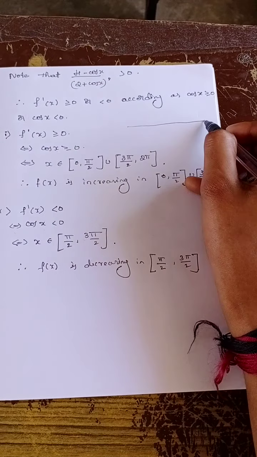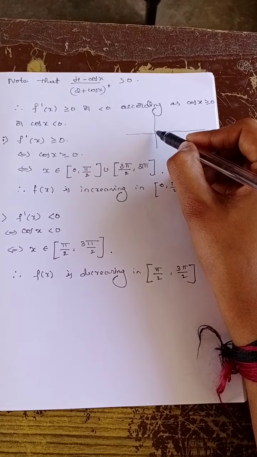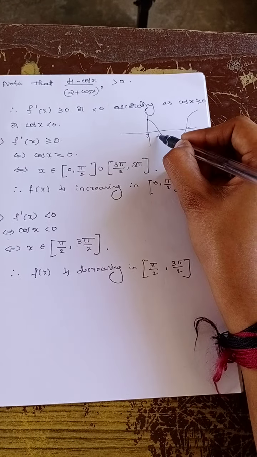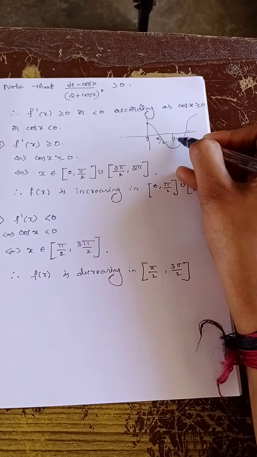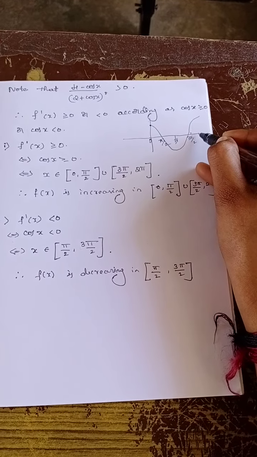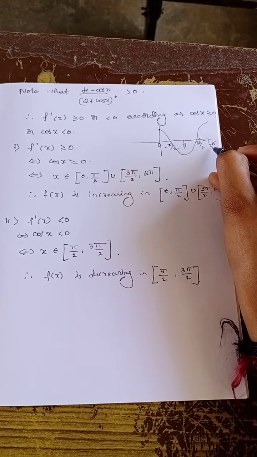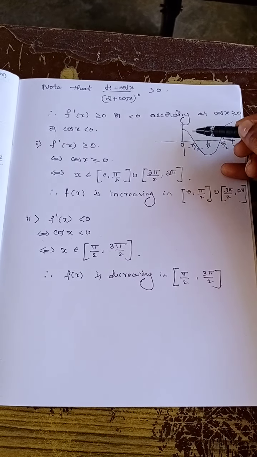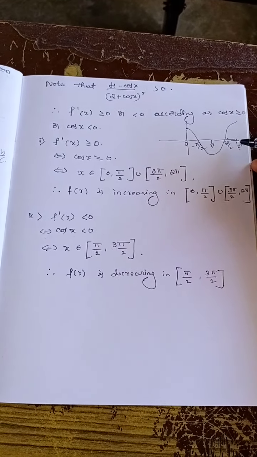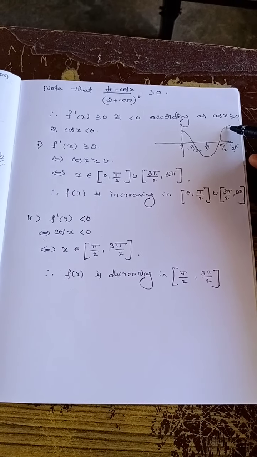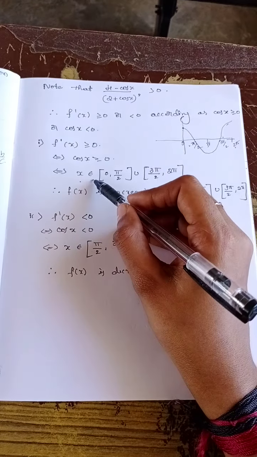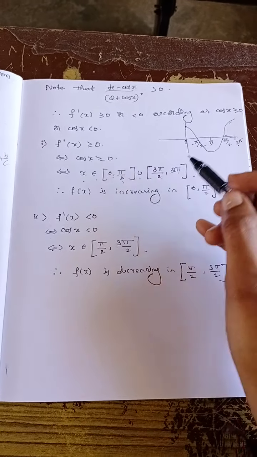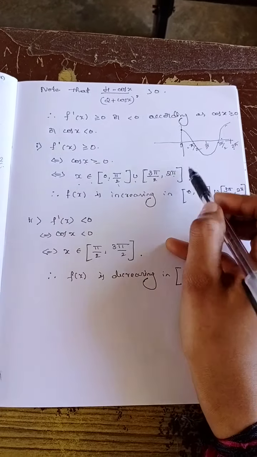See here, cos x is a periodic function from 0 to 2 pi. 0, pi by 2, pi, 3 pi by 2, 2 pi. Cos x is positive, meaning above the x axis, in 0 to pi by 2 and 3 pi by 2 to 2 pi. It is always greater than or equal to 0. Therefore x belongs to 0 to pi by 2 union 3 pi by 2 to 2 pi. Therefore f of x is increasing in this interval.